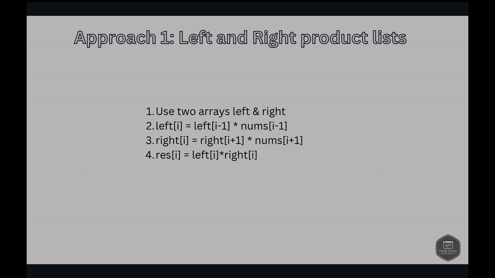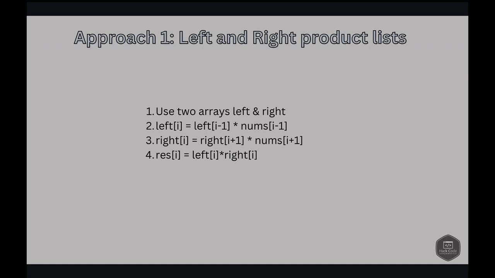For the array left, left[0] would be 1, since there are no elements to the left of the first element. For the rest of the elements, we simply use the formula left[i] is equal to left[i-1] into nums[i-1]. Remember that left[i] represents the product of all elements to the left of the element at index i.